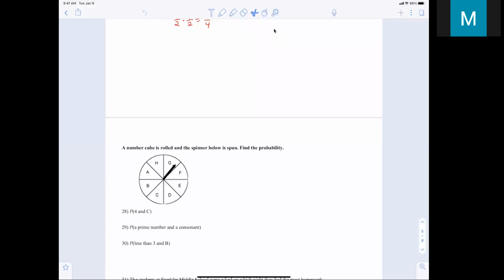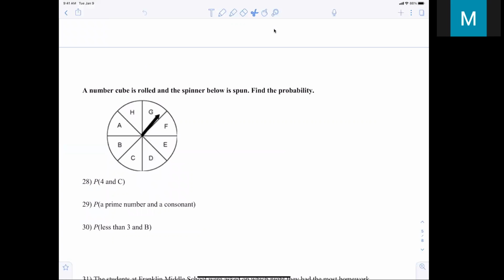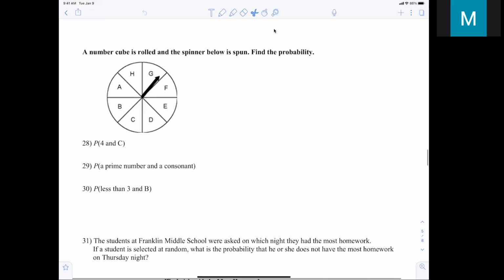All right, so here we go. Number 28. It says a number cube is rolled. So that means there's just, what, 6 sides, right? All right, I want to find the probability that you get a 4 and you spin and get a C.